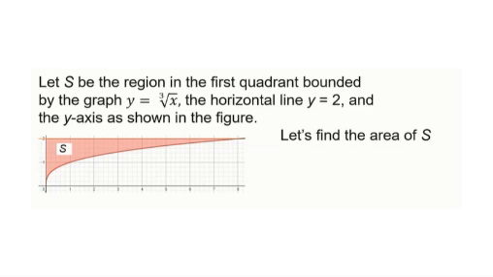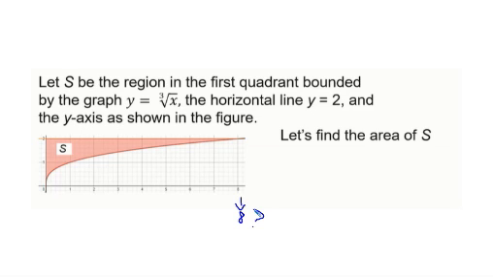Let S be the region of the first quadrant bounded by the graph of y equals the cube root of x, the horizontal line y equals 2, and the y-axis. All right, and so let's find the area of S. Well, again, they didn't technically give me the limits of integration. It looks like it's 8, but how can we be sure?